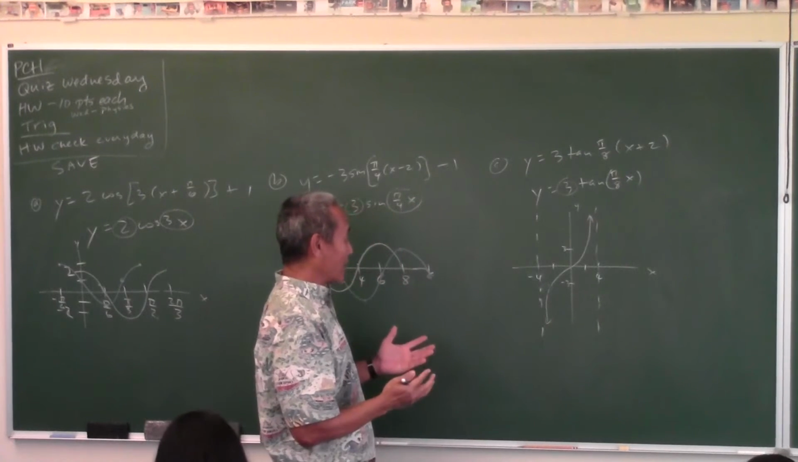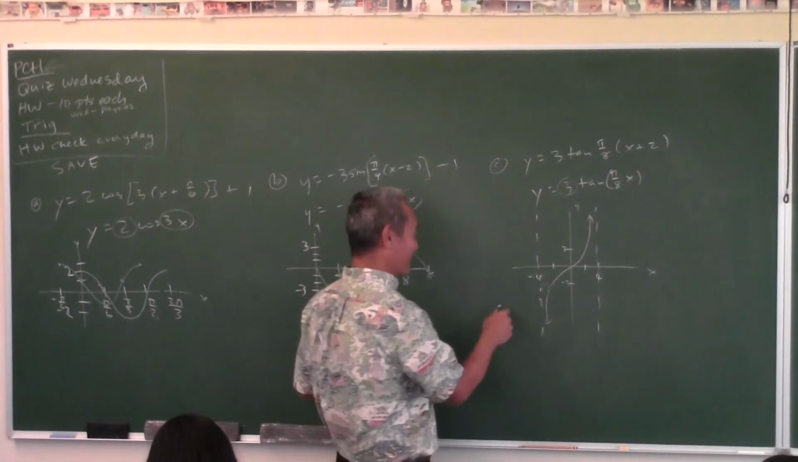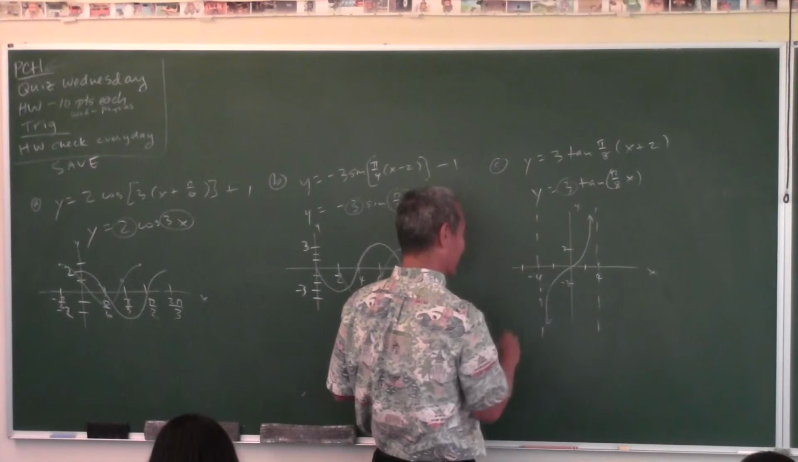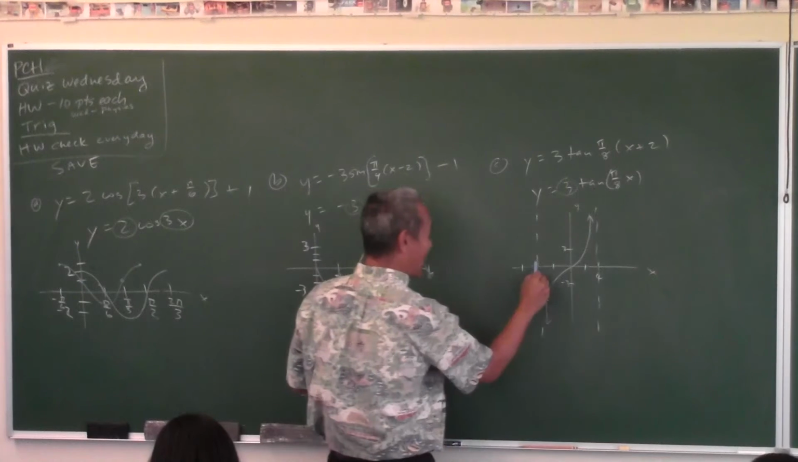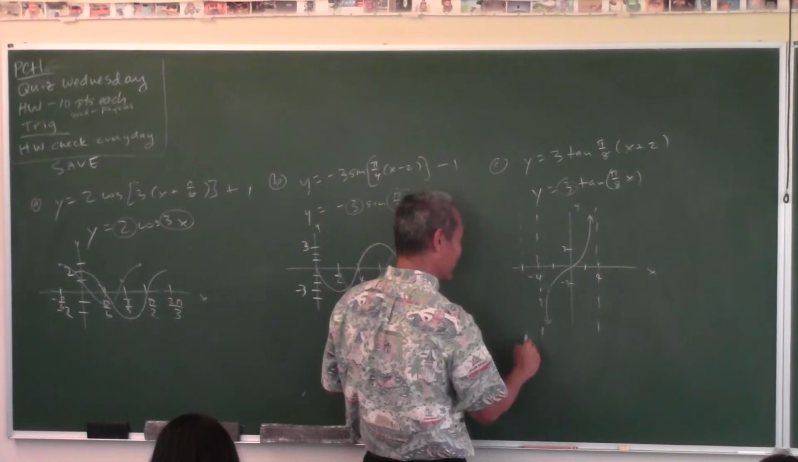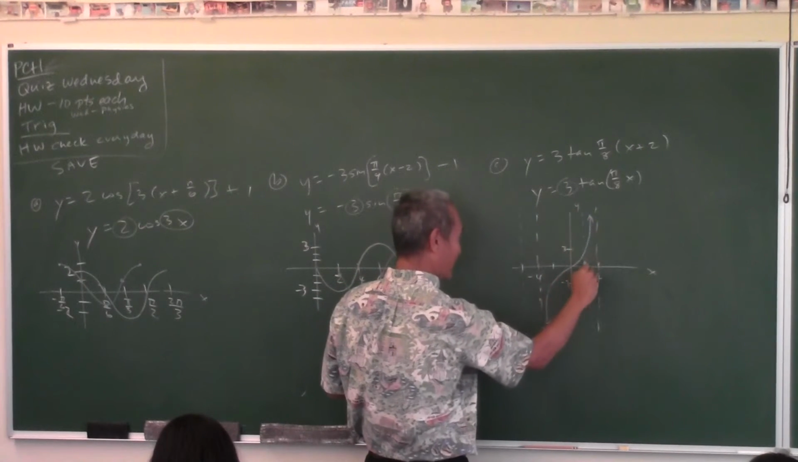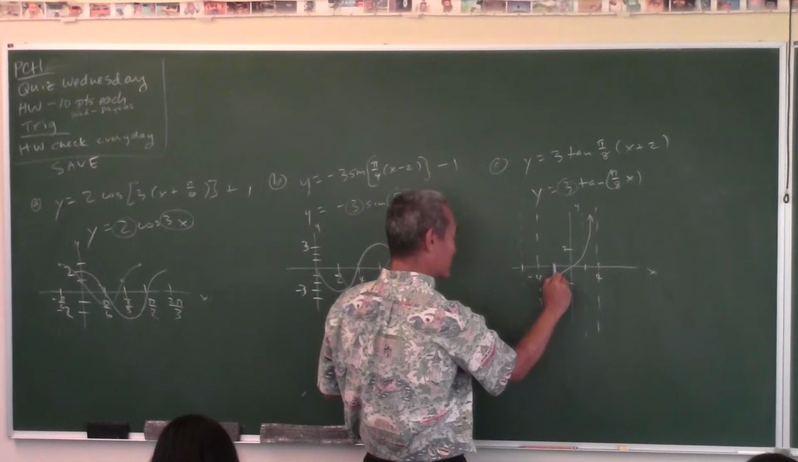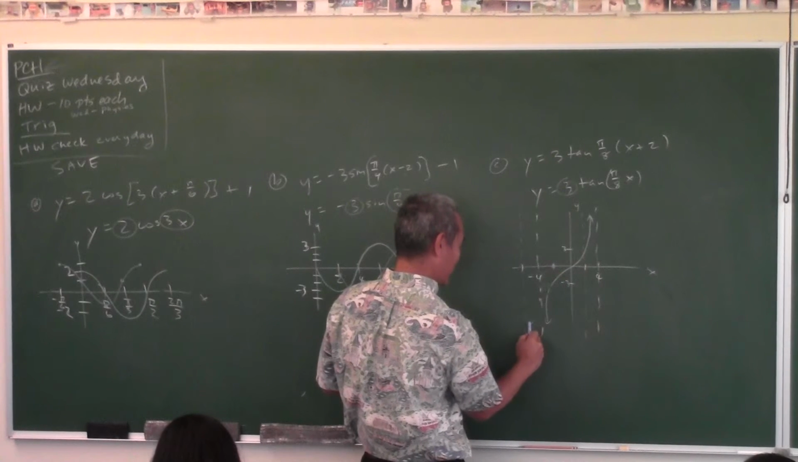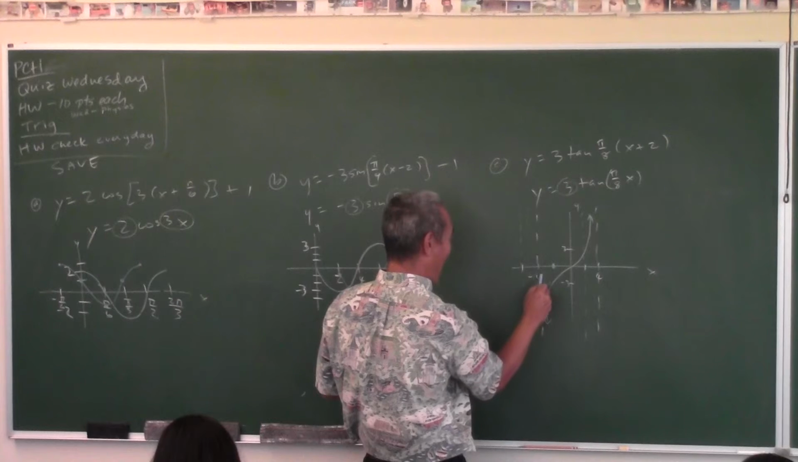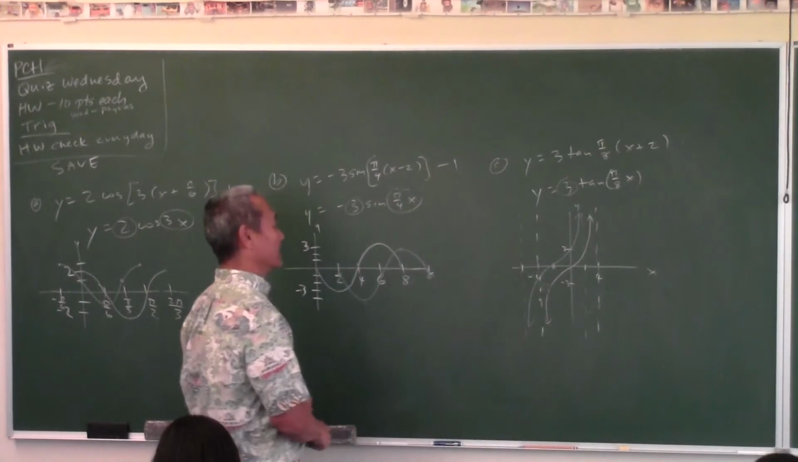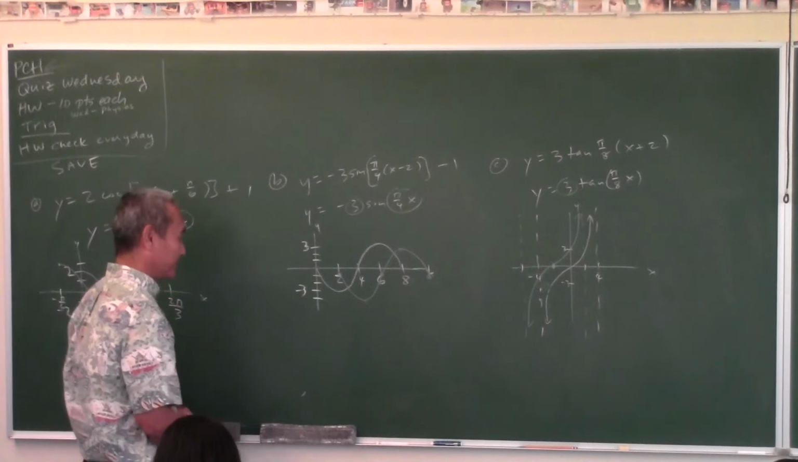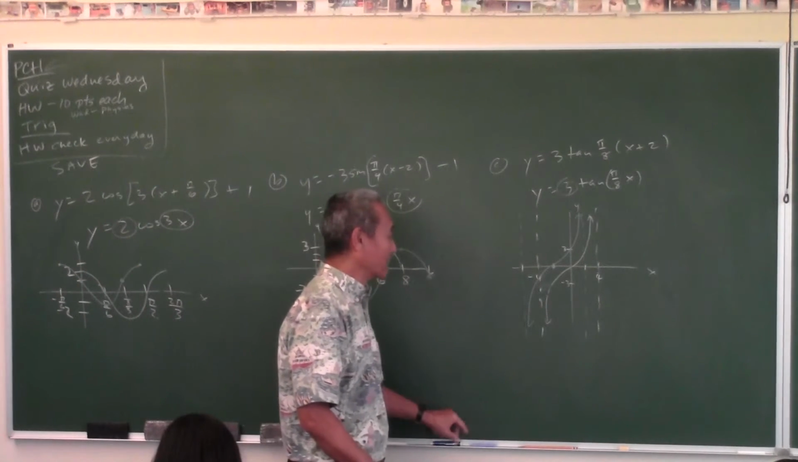So, all you gotta do now is shift everything 2 to the left, which is 1 hash mark, so like that. So, everything goes 2 to the left. So, this asymptote goes 2 to the left. This asymptote goes 2 to the left. This x-intercept goes 2 to the left, and then you know how tangent goes, it goes like this. And then copy and paste.